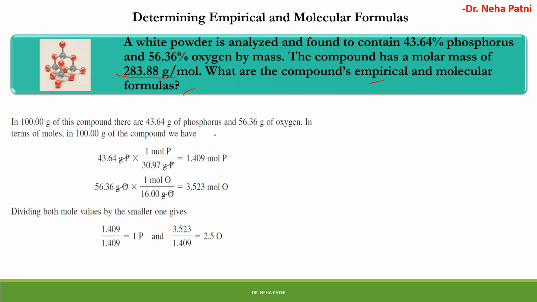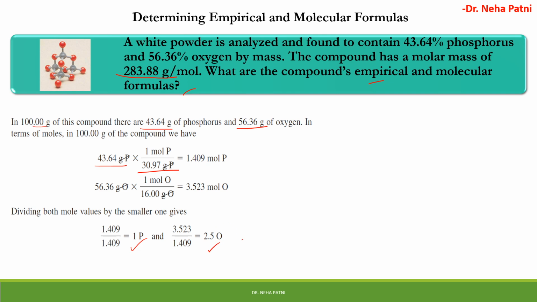So first, we'll be converting to moles. For that, you'll use these grams, because the total is always 100. If this much gram is present, I'll divide it by the molecular weight of phosphorus, and I'll get the moles. Similarly here I'll get the moles. Now 1.4 is the smaller one, so I'll divide both by 1.4. If I divide, I'll get 1 and 2.5.